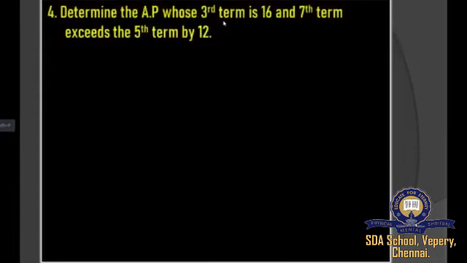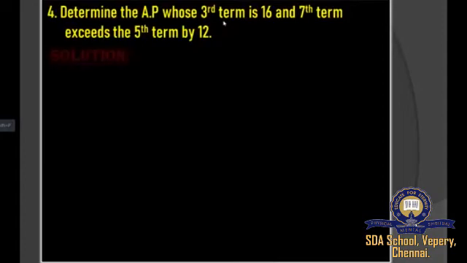Then fourth problem: determine the AP whose third term is 16 and seventh term exceeds the fifth term by 12. In this question, they ask us to find the AP. We have already seen this type of problem in the first video itself. If a particular sequence is asked and some terms are given, we have to go for the general form.